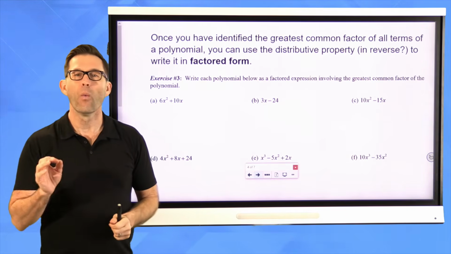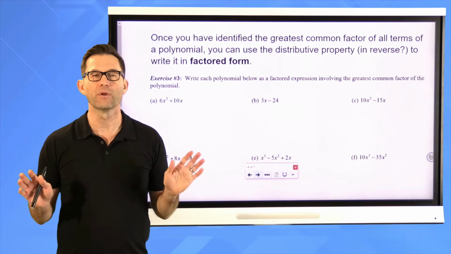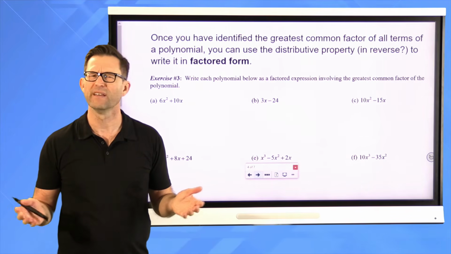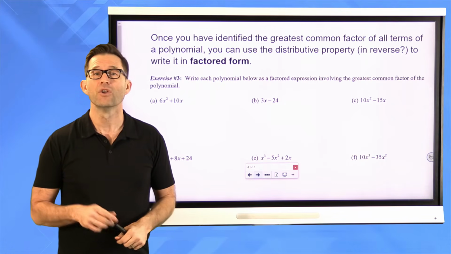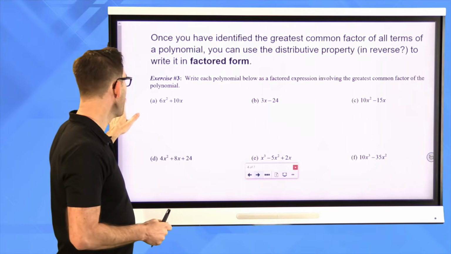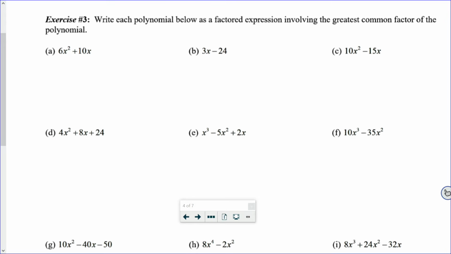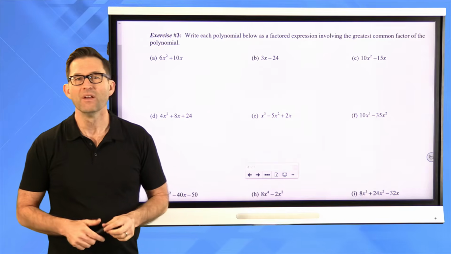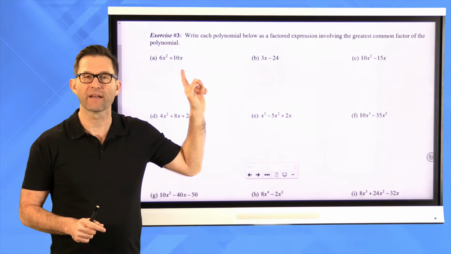Here we go. Once you've identified the greatest common factor of all terms of a polynomial, you can use the distributive property in reverse, I guess, or maybe it's just the distributive property, to write it in factored form. So let's take a look at exercise number 3. Write each polynomial below as a factored expression involving the greatest common factor of the polynomial. All right, here we go. So in letter A, we've got 6x squared plus 10x.